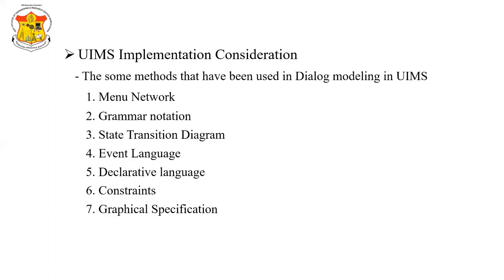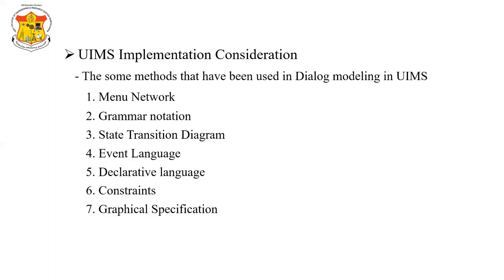Then the state transition diagram. A state transition diagram can be used as a graphical means of expressing dialogue. Event language. Event languages are similar to grammar notations, except that they can be modified to express directionality and support some specific feedback.